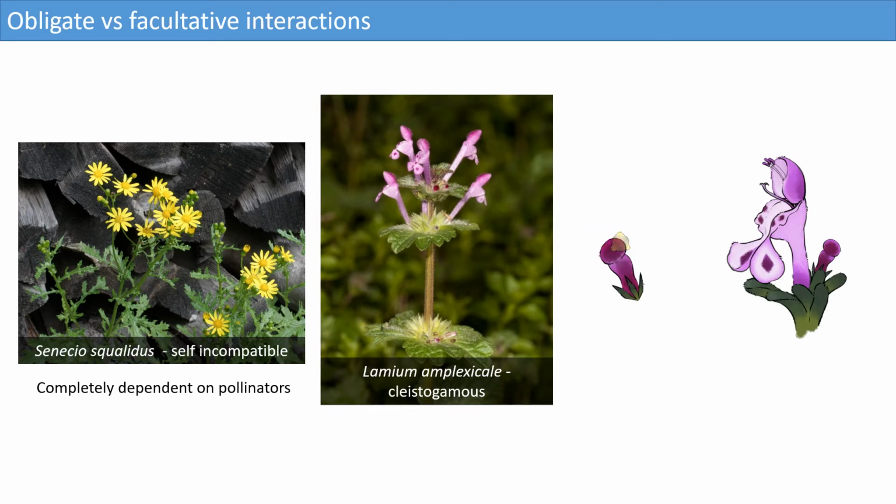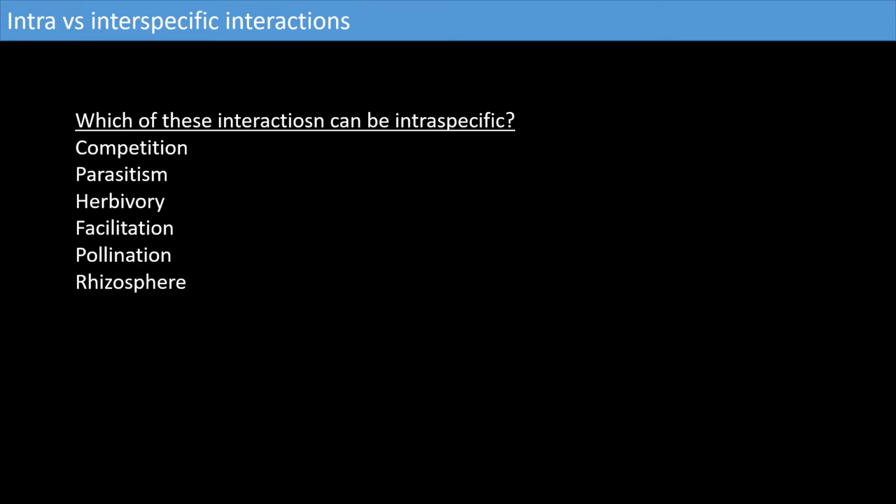So the plant can self-pollinate in its closed flowers without any intervention of pollinators, or it can be cross-pollinated in the open flowers if pollinators are present. But even when pollinators are not present, thanks to these closed flowers, the plant will be able to produce seeds. So in this case, the interaction between the plant and its pollinators is facultative.